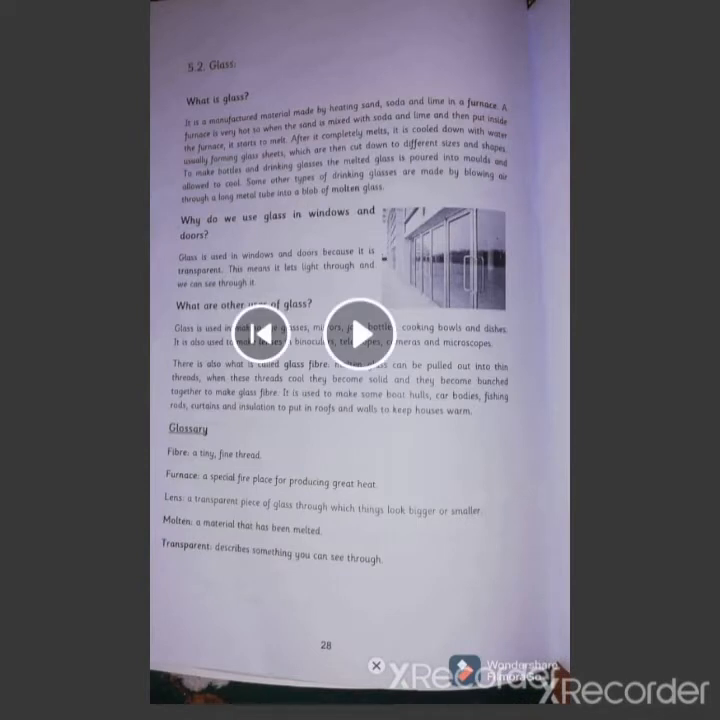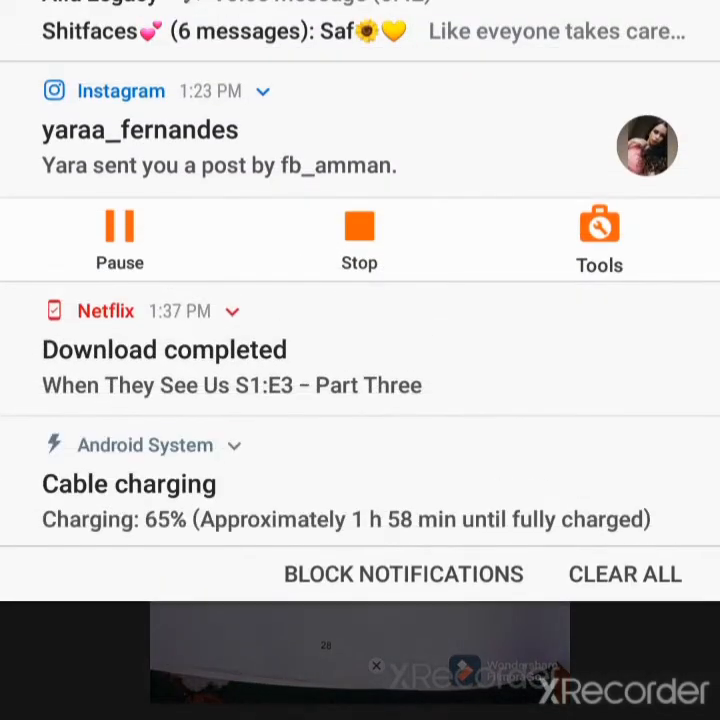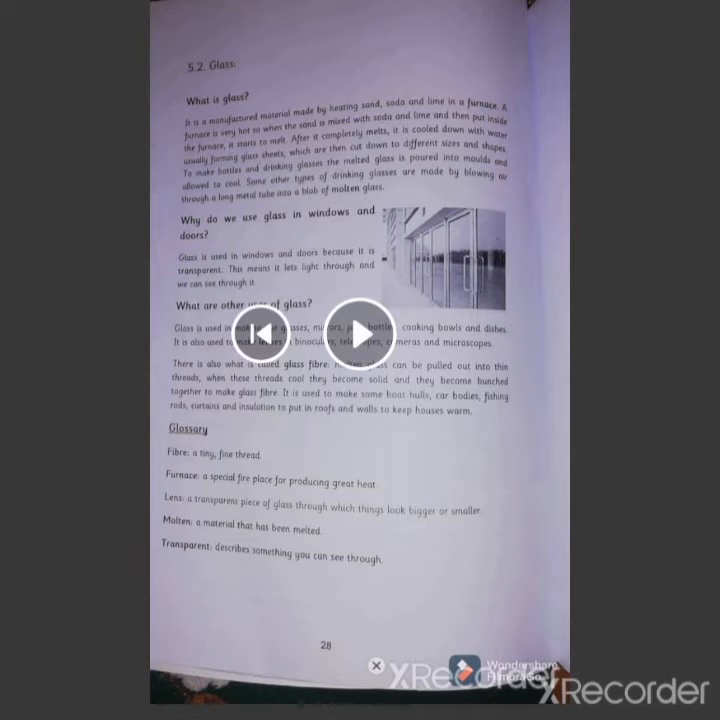Okay, let's talk about a different material. Glass. What is glass? It is a manufactured material made by heating sand, soda, and lime in a furnace. A furnace is very hot. When the sand is mixed with soda and lime and then put inside the furnace, it starts to melt. So we make glass by using three things: soda, sand, and lime.